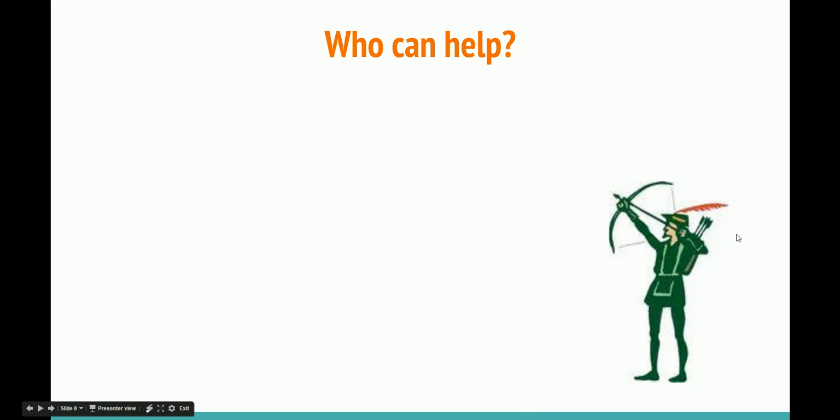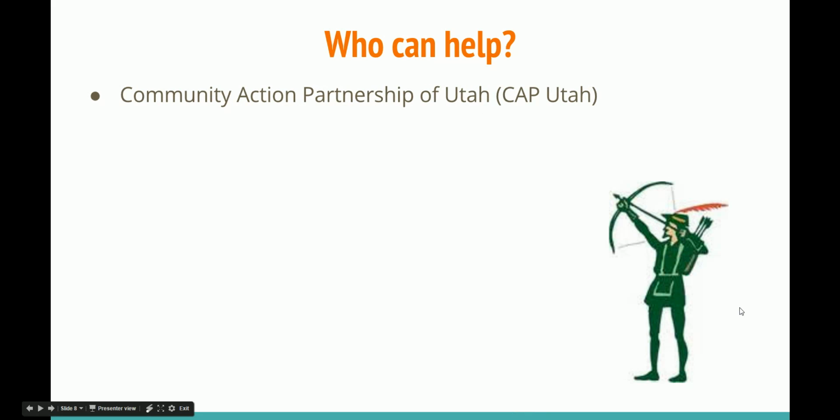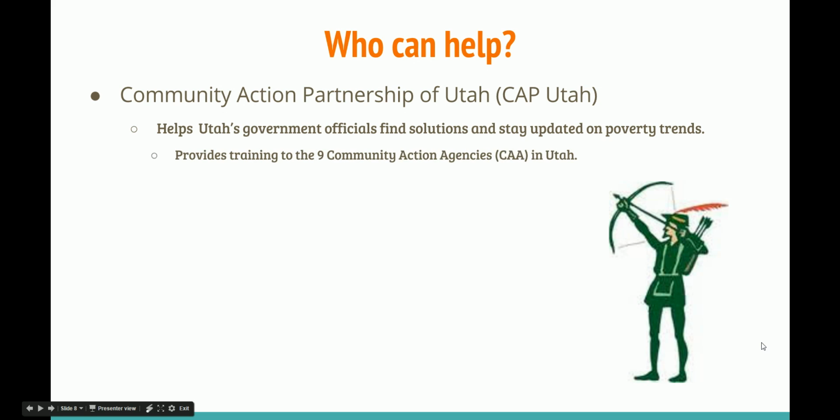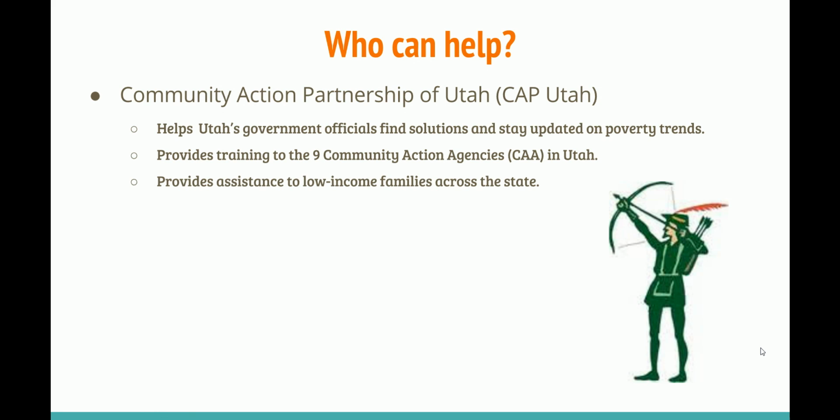So, what are a few organizations that can help? The first is the Community Action Partnership of Utah, or CAP Utah. They help Utah's government officials find solutions and stay updated on poverty trends. They also provide training to the 9 community action agencies in Utah, and provide assistance to low-income families across the state.